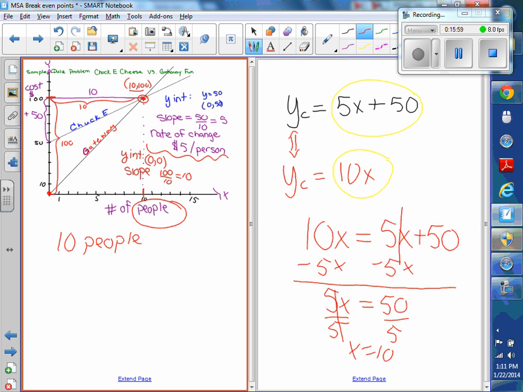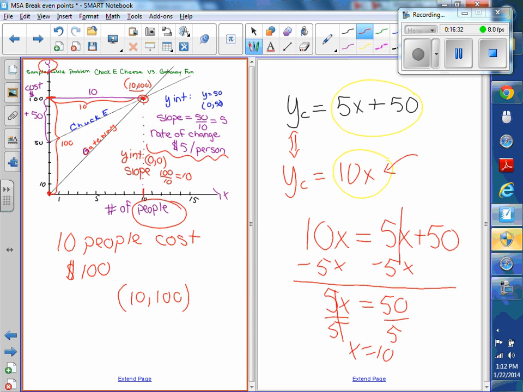And then if you plug people into here, 10 times 10 is 100, and y represents money, right? So 10 people cost $100, right? So the coordinate 10, 100, that's where you break even. What's it mean to break even? AJ: Your expense, like you've made enough money to cancel out your expenses.